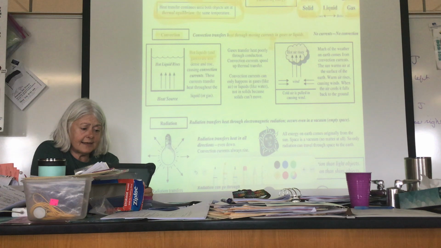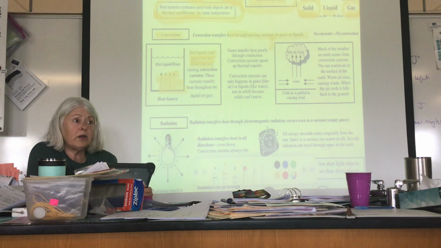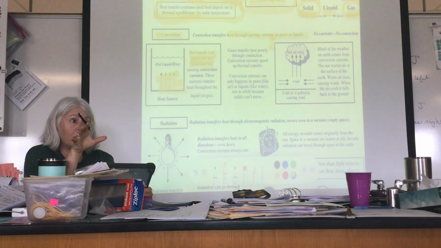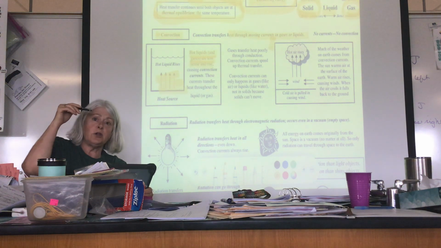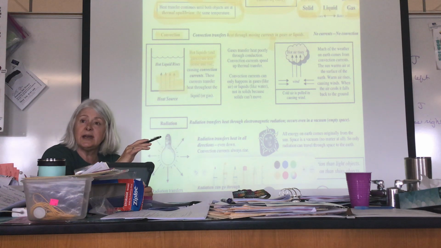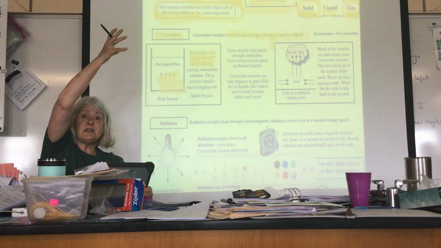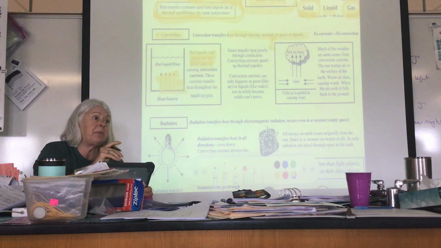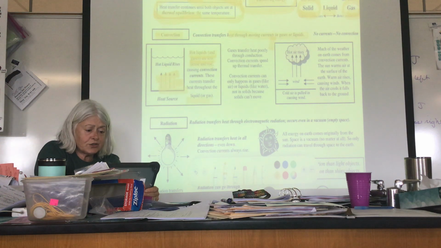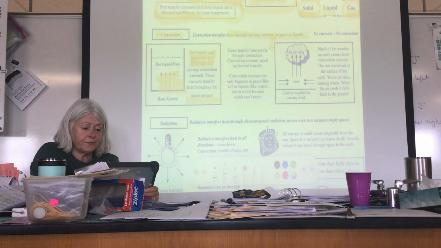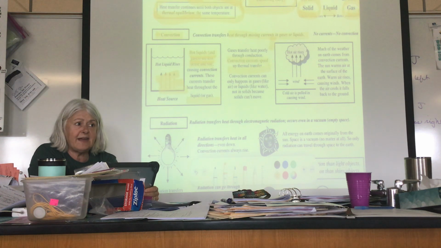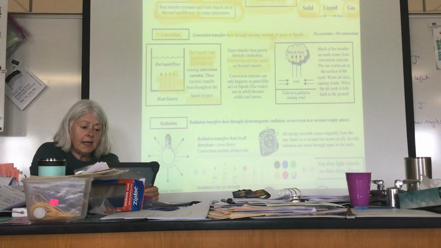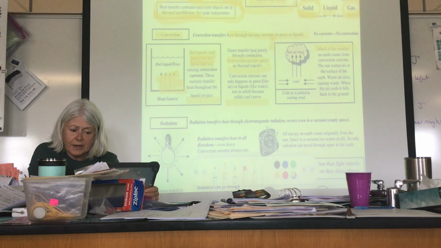Hot liquids and gases are less dense and rise, and they cause convection currents. So if you have an ocean current, warm water getting warm over by the equator starts flowing down underneath. What happens when it hits cold water? The warm water rises, pushing the cold water, and you get big ocean currents. So these currents apply to both gases and liquids. Gases transfer heat poorly through conduction, but convection currents can be pretty fast because you can get big winds moving stuff around. Solids can't have them, and much of our weather on Earth comes from convection currents.